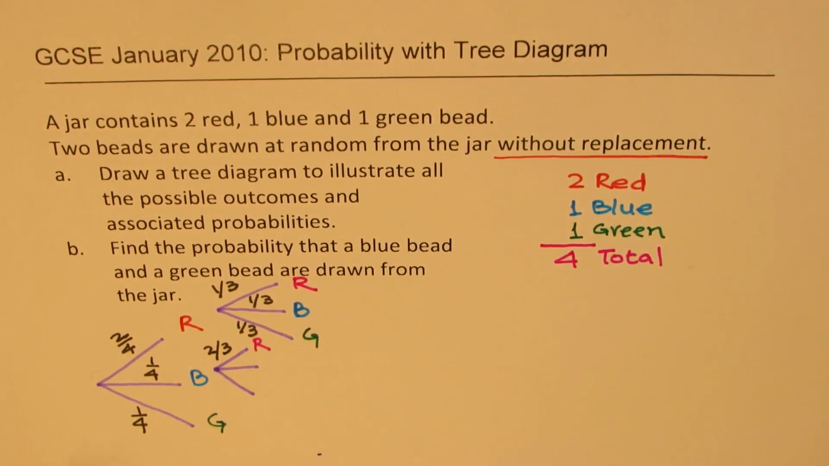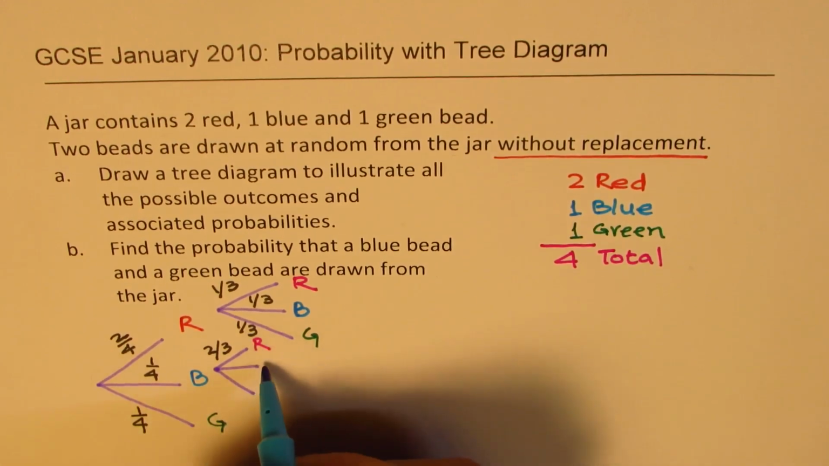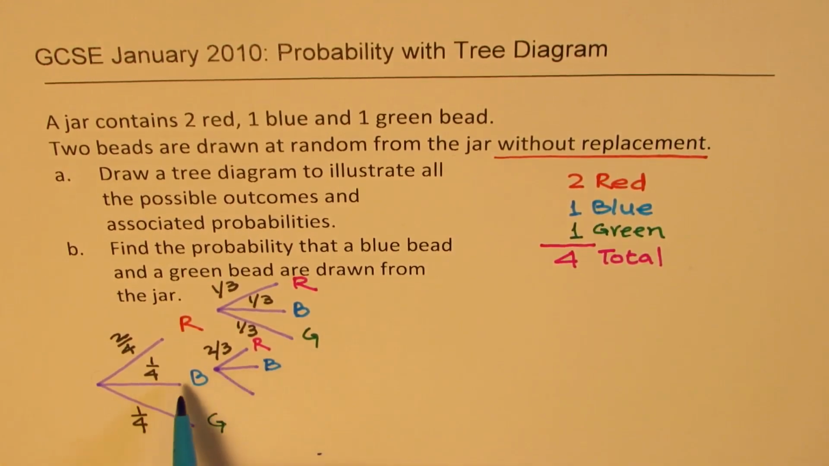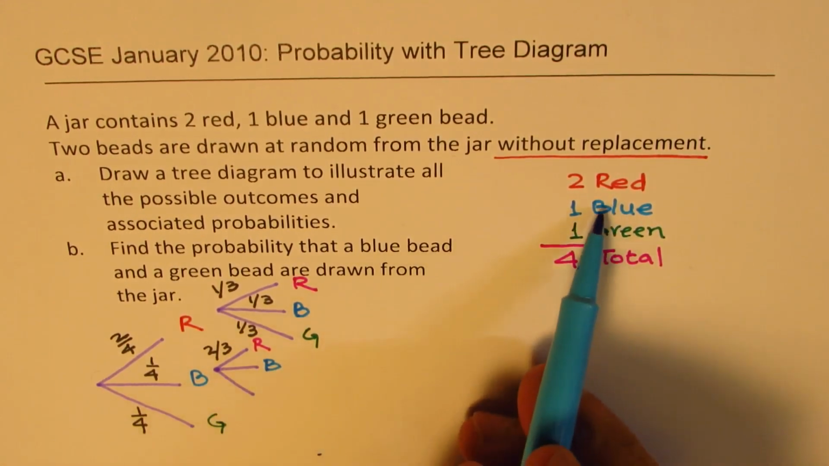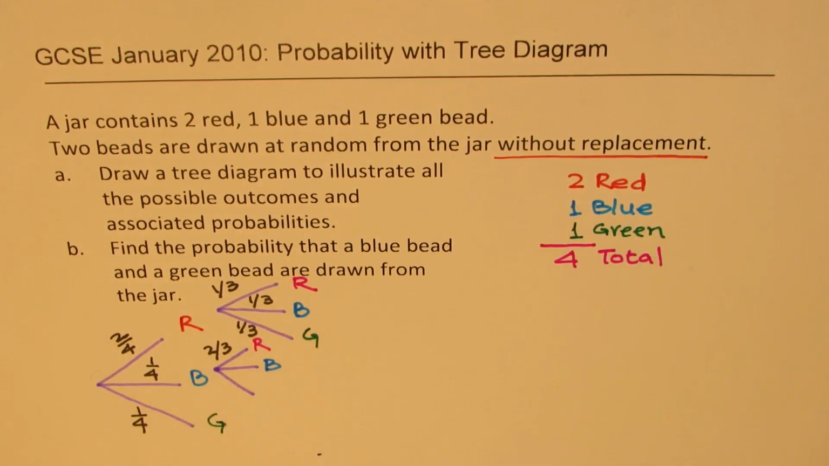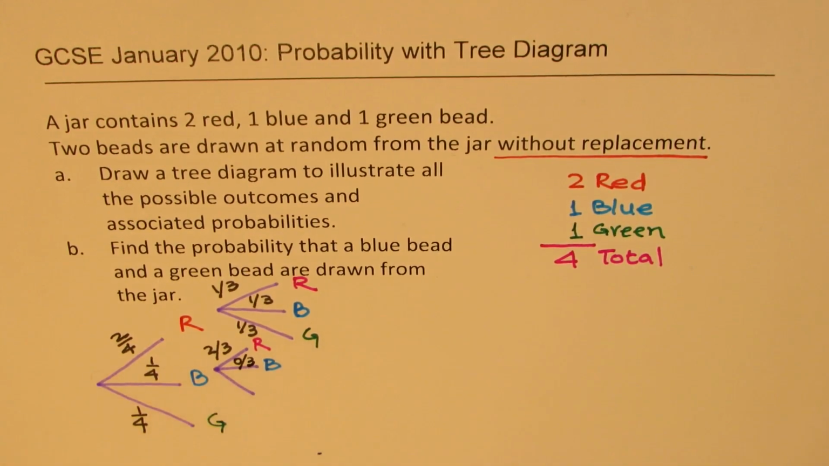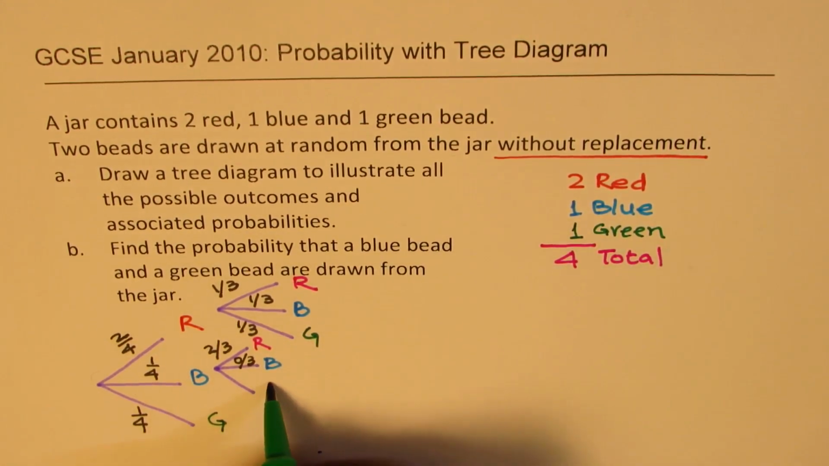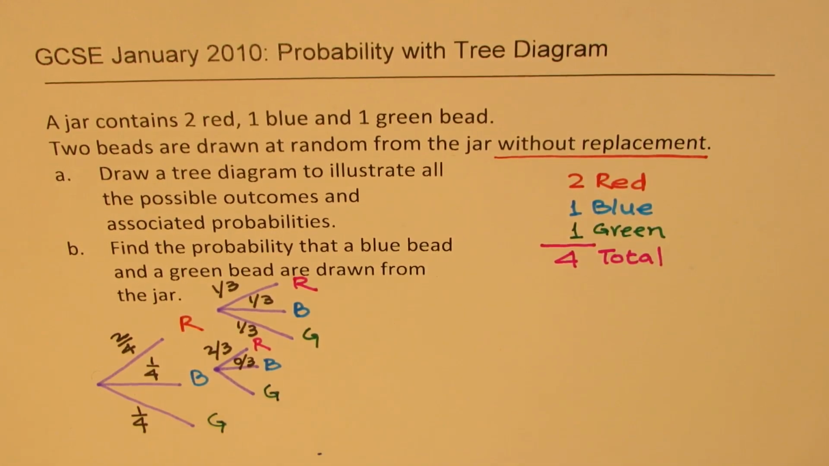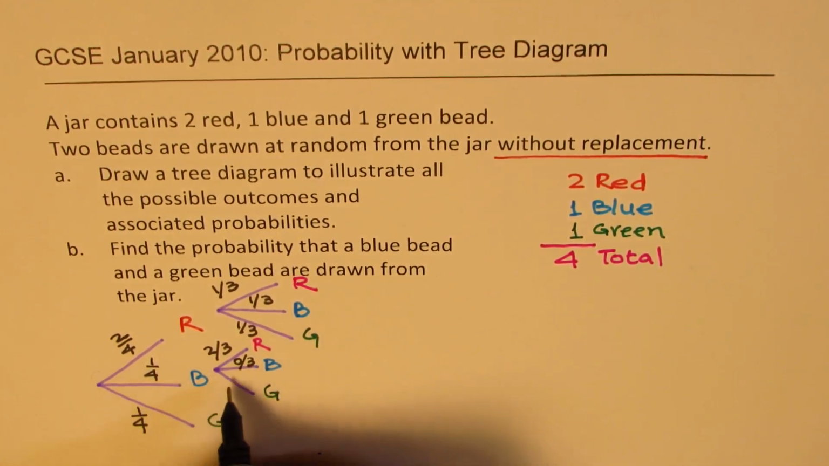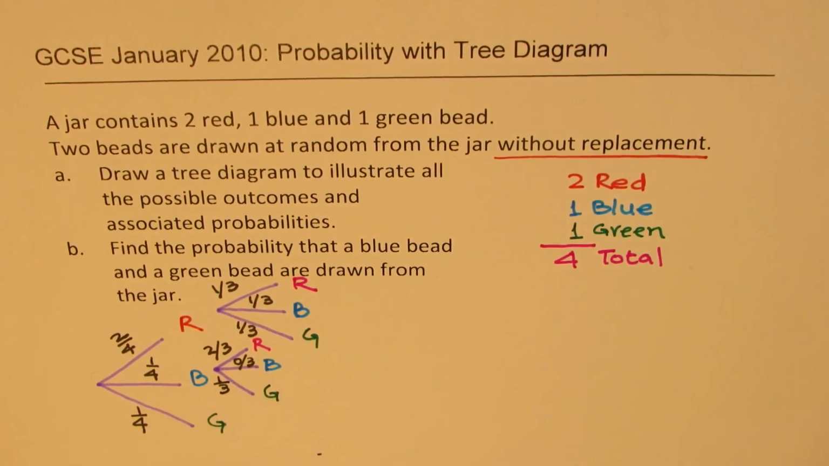Now, can I get blue? Well, I've already got a blue and there was only 1 blue. So basically that is 0, right? So it is 0 over 3. There is no possibility of getting blue now since we never replaced it, right? How about green? There is 1 green since we have only taken out a blue, in this case, so 1 over 3. Is that clear?